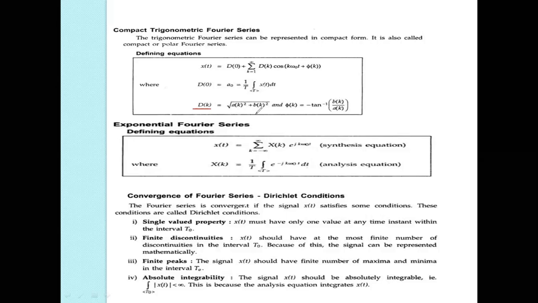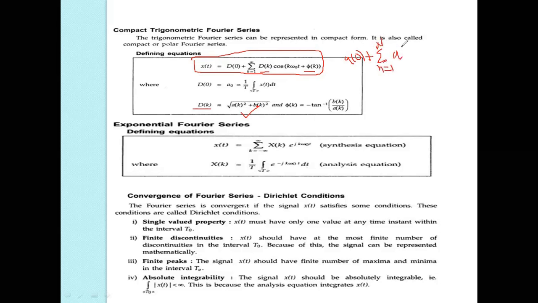Now rewriting x of t, the rectangular function, with a of 0 and whatever we have, and combining the two functions, the sine and the cosine function, as a single term by taking d of k as the magnitude of a of k and b of k, and the phase angle phi of k equal to minus tan inverse b of k by a of k. Okay, converting a of 0 plus the sum of n equal to 1 to n.